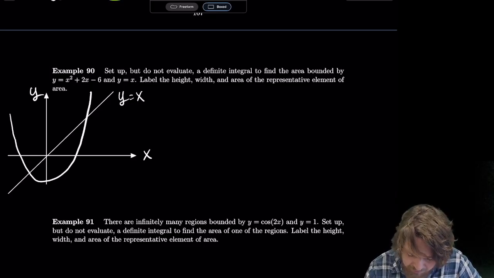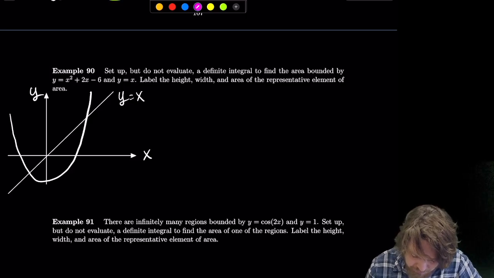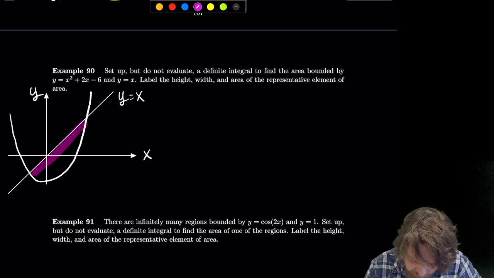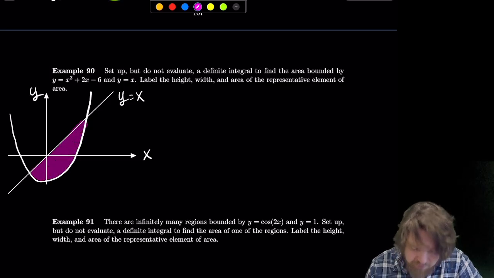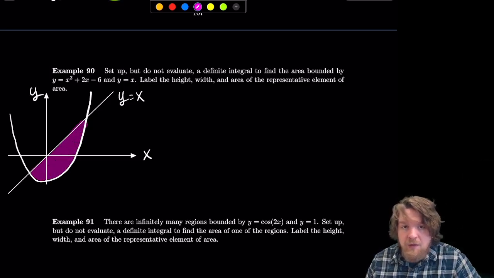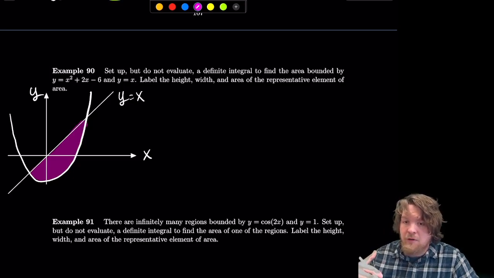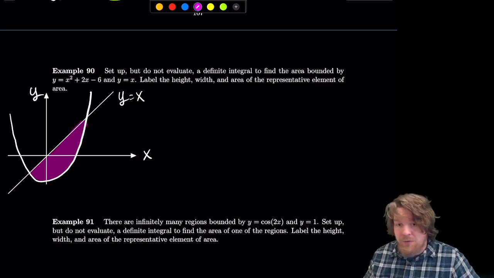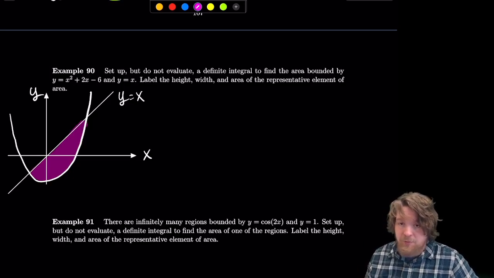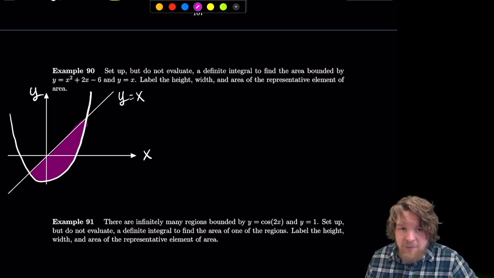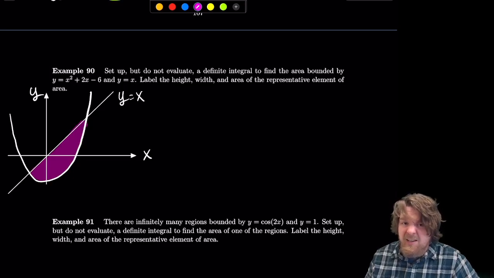So now I can see that the area that's bounded by these two curves is going to be down in this region. Is it going to be exactly this region? No, not necessarily. But this paints enough of a picture that now I can start thinking about what the top curve is going to be, what the bottom curve is going to be, what the height of my representative element of area is going to be, and what the width is going to be. This gives me the bulk of the information that I need to get started.